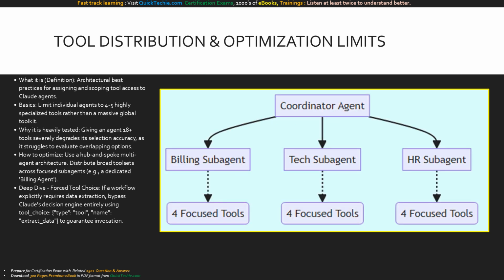Let's cover a major architectural best practice that is universally tested: tool distribution. You might be tempted to give your main agent access to 20 different backend tools for maximum flexibility. Do not do this. Giving an agent too many tools severely degrades its selection quality because it has to evaluate every single option, leading to decision fatigue and hallucinations. The enterprise standard is 4 to 5 highly relevant tools per agent. If your system requires more, you must distribute them across specialized subagents using a hub-and-spoke model.